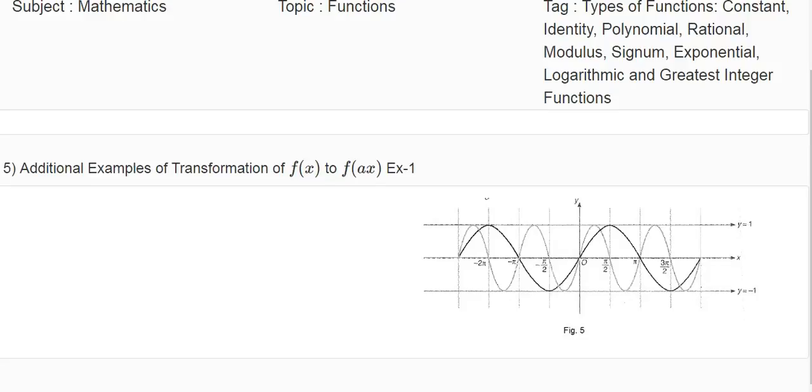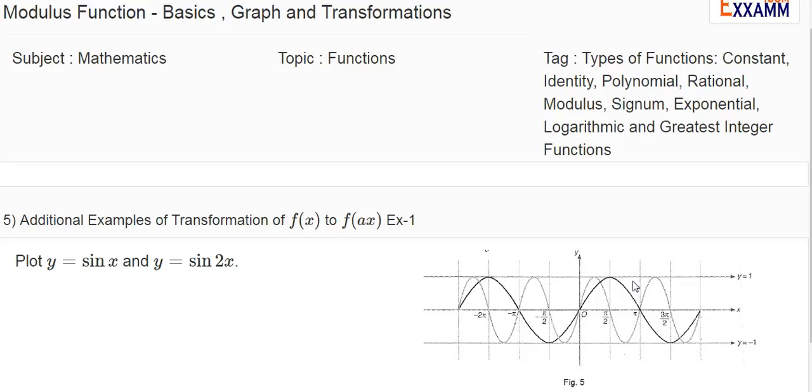And this is the graph of the original function. This is the graph of y is equal to sine x, and this is the graph of y is equal to sine 2x. So as we saw in the last example, when we transformed x to 2x, the graph shrunk. Here also, the reason I am showing you this graph is that this shrunkenness is more apparent in the case of the graph of sine x. It is very clear that this graph has shrunk like this.